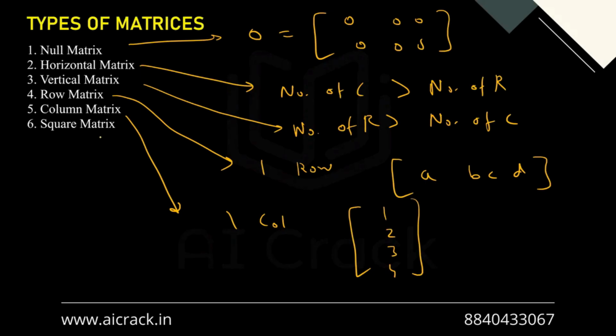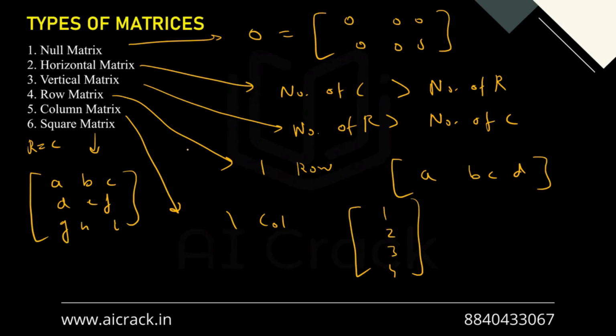Now, if we talk about the square matrix, as the name suggests, it's kind of obvious that rows and columns are equal. The number of rows and the number of columns are equal. So let's say this is A, B, C, D, E, F, and G, H, I. This is how a square matrix looks.